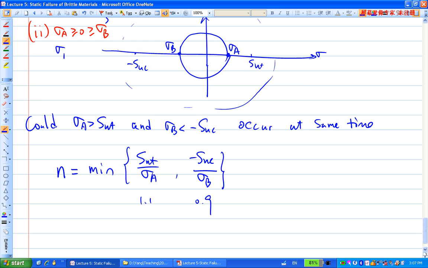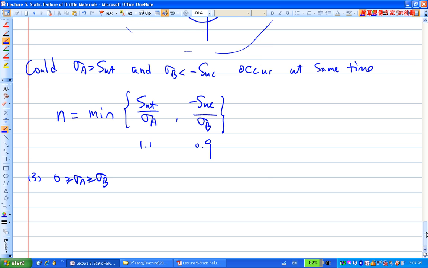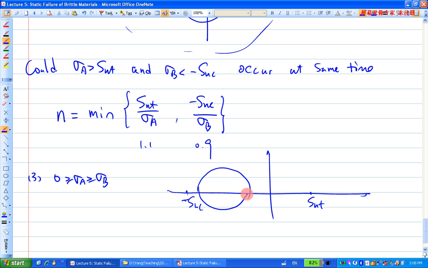Was that good? Okay. So the third case is when 0 is greater than sigma A, which is greater than sigma B. If this is the case, do the same thing. I think you can find that easily based on the previous two cases. So the Mohr circle will be within here, and that's A, and that's B. Because both are less than 0, they're not going to go to the other side. They're all going to be on the left side of the axis.